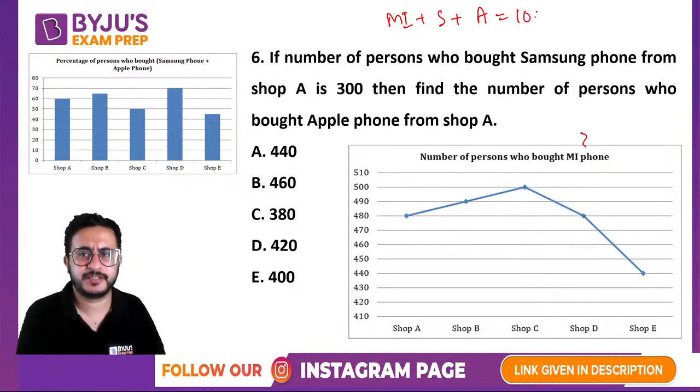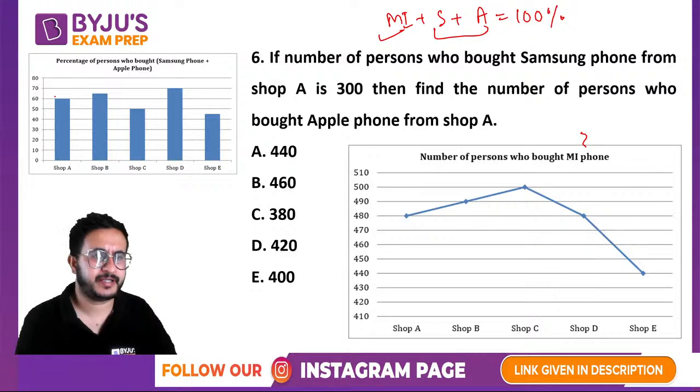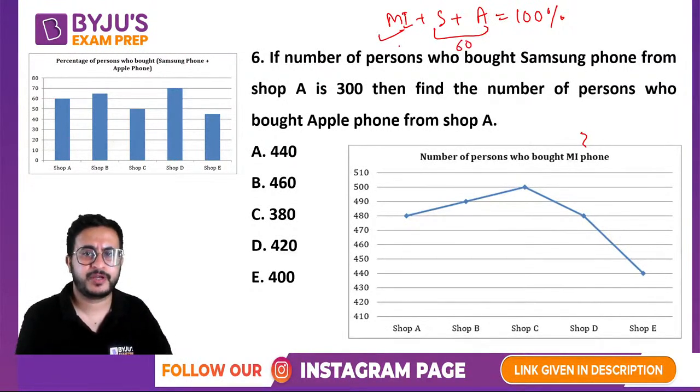So the total is 100%. We are given the percentage of Samsung and Apple, so we can find the percentage of MI phones. We are given the number of phones of MI. Let us say in this example, 60% is Samsung plus Apple, so MI will be 40%. 40% is 480, so total phones will be 1200.